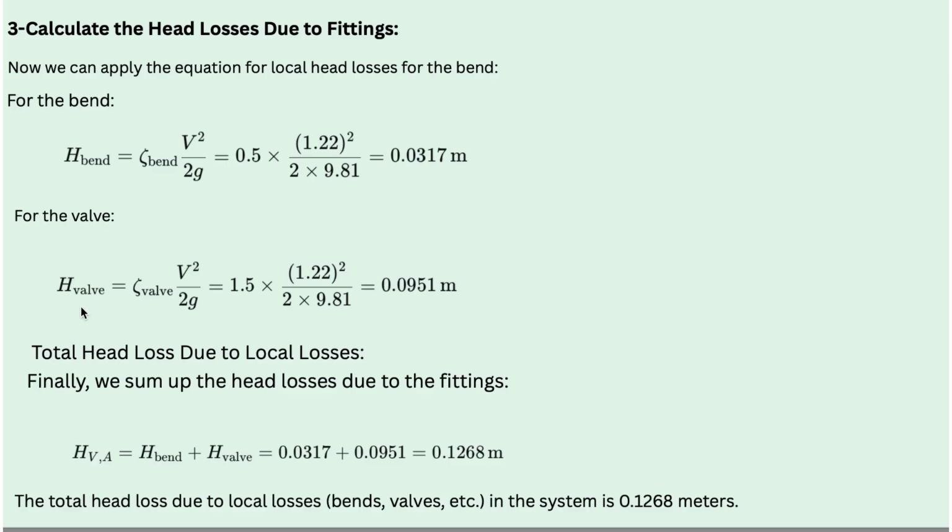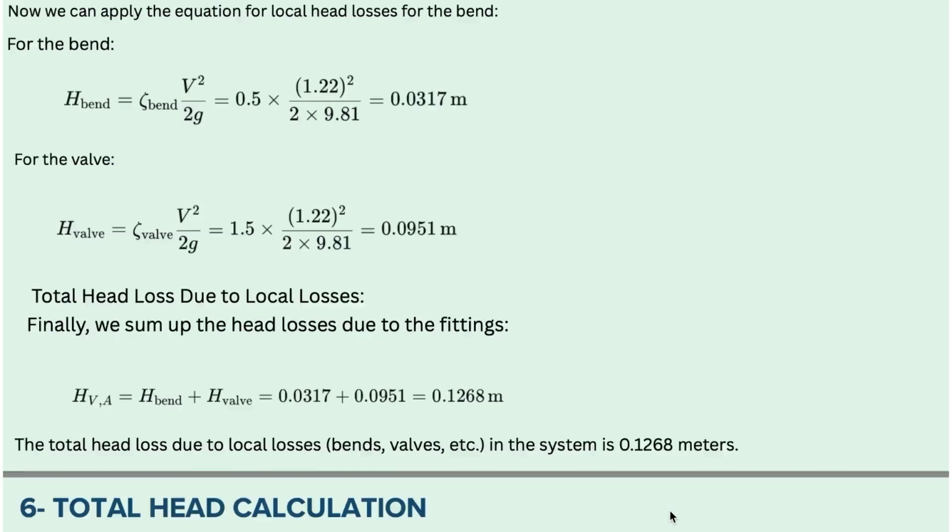And for the valve, you calculate another step, which is the minor loss for the valve, V squared over 2g. And then you calculate the total head losses due to local losses. So you basically add both losses computed, and then you have the total head losses here, which is 0.1268 meters.